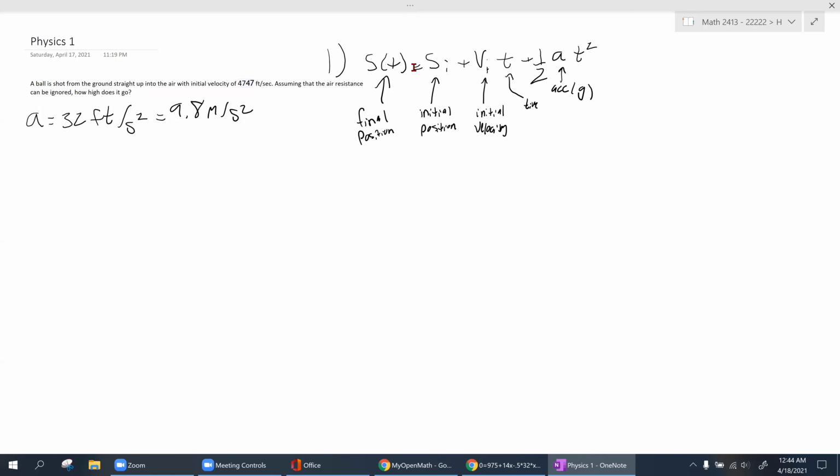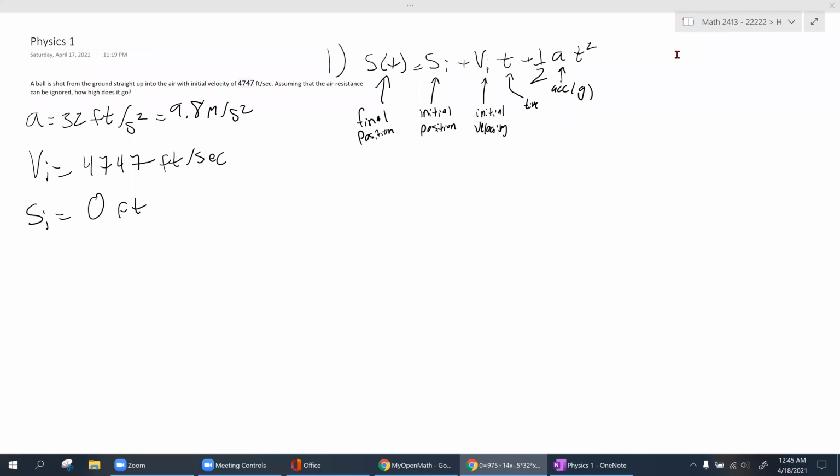I am told here that a ball is shot straight up into the air with an initial velocity. So I know what my acceleration is, and I also know my initial velocity. My initial velocity is 47 feet per second. And you actually know your initial position as well. If you're at base level, your height is 0 at that point. So here, this is 0 feet, depending on the units we're using.